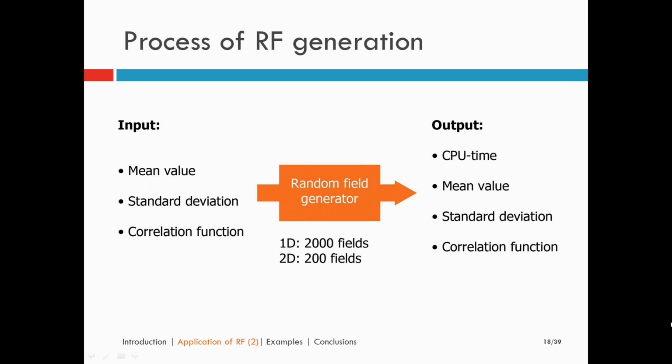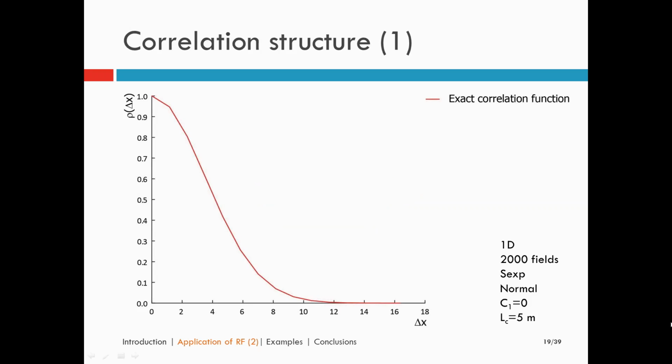Okay, then I compared those methods, and I did this by specifying certain inputs, like the mean value, standard deviation, and the correlation function, and then with all those three methods, I generated a lot of random realizations of random fields, and then I compared the output, like the CPU time, and also if the input values match with the measured values in the output. And here you see an example of such a result.